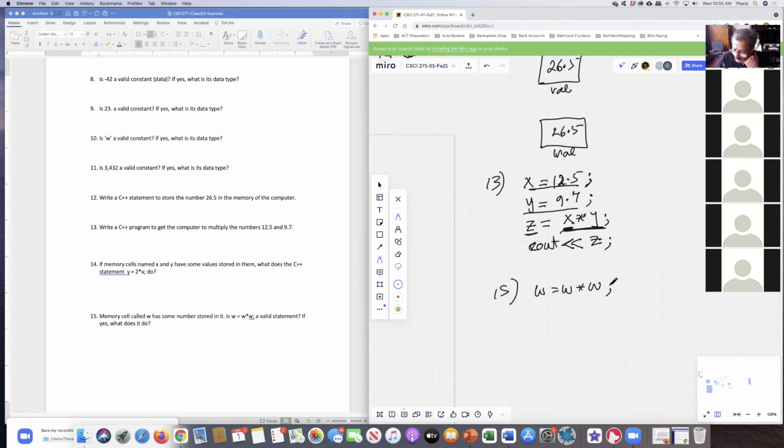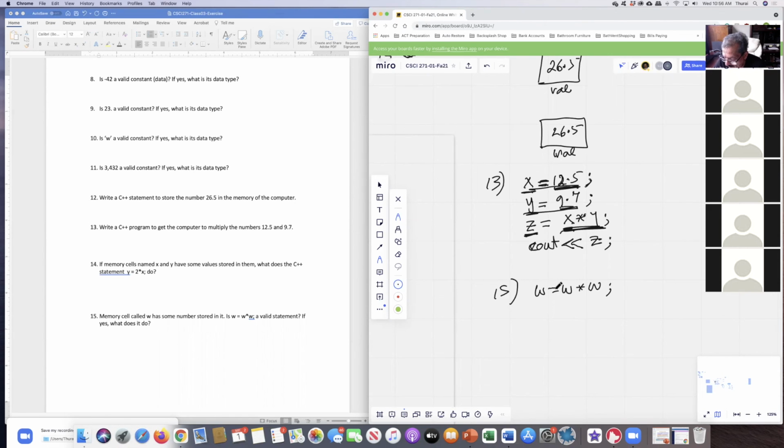Now remember, the equal sign used in C++ represents assignment. Assign 12.5 to a memory and call it X. Assign 9.7 to a memory and call it Y. Assign the product of X and Y to a memory and call it Z. That's what they mean. The equal sign does not represent equality as in math. So W equal to W times W is invalid in math, right? W squared cannot be equal to W. So W times W is W squared, and it cannot be equal to W in math. So this is not math.